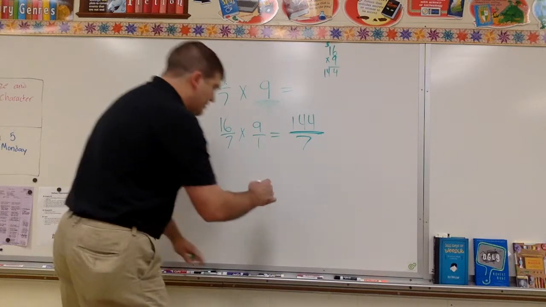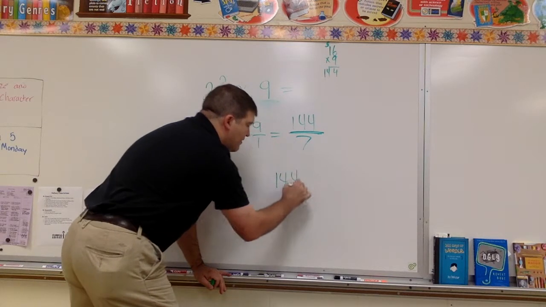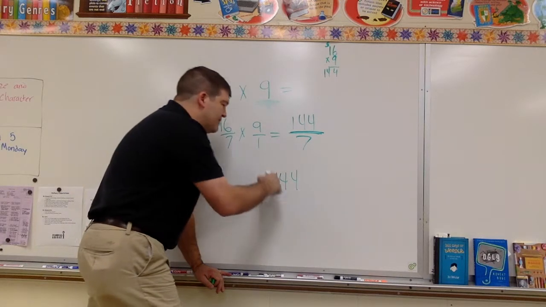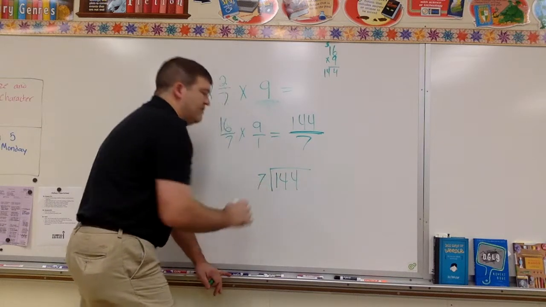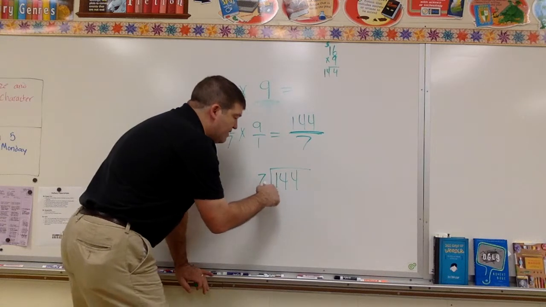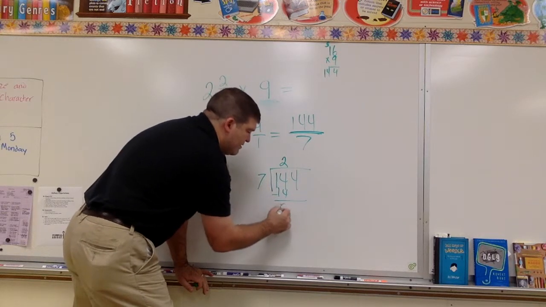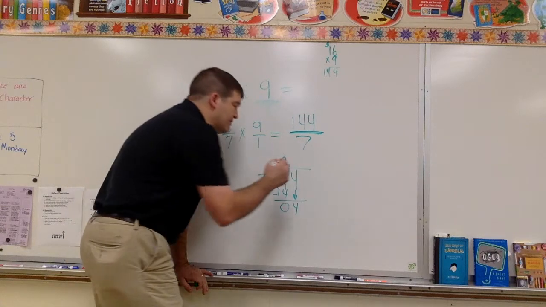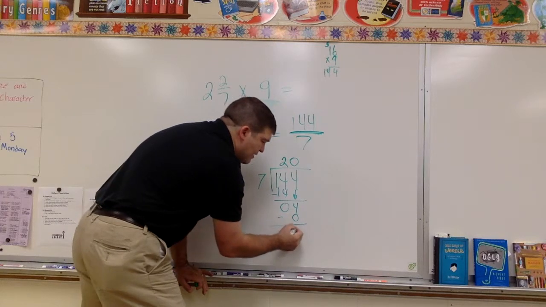Now here's what I'm going to do. I'm going to say this. 144, and then when I make my little lines, I'm going to actually say this so it makes sense. 144 divided by 7. Okay? So 144 divided by 7. Now, I got 7 goes into 14 two times. Subtract that out. It gets 0. I bring down my 4. How many times does 7 go into 4? It doesn't go in there at all, so I put a 0 here. 0 times 7 is 0. I subtract it out. I get 4.